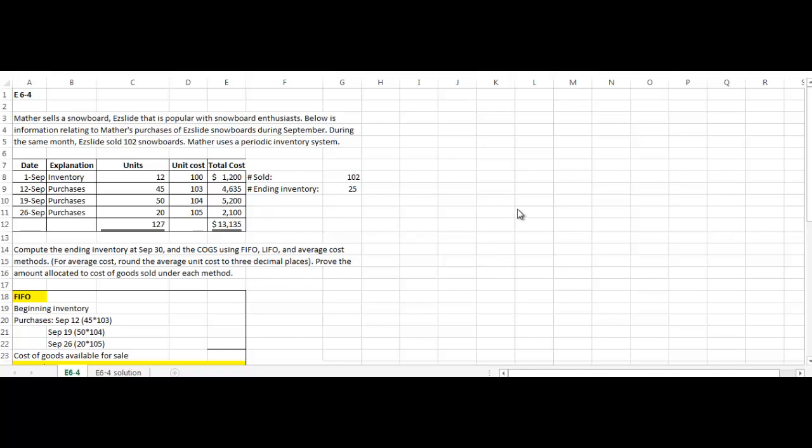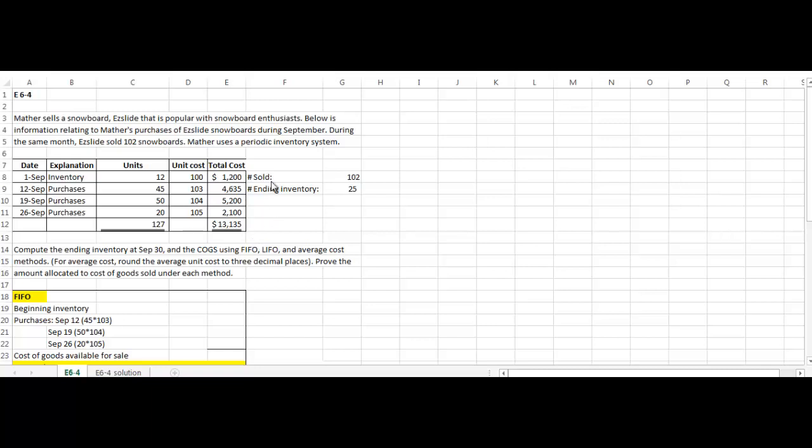We didn't get a chance to go over exercise 6-4, your homework, today in class, so I'm providing you with this Excel solution. This company, Mather, sells snowboards. They sold 102 snowboards in the month of September, and they use a periodic inventory system. They've provided us with this chart of all their purchases and their beginning inventory for the month.